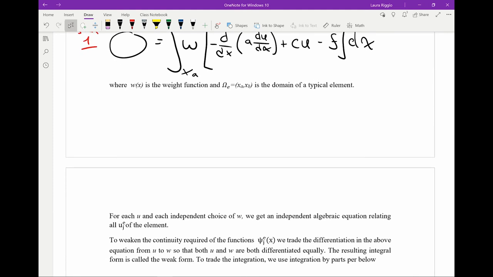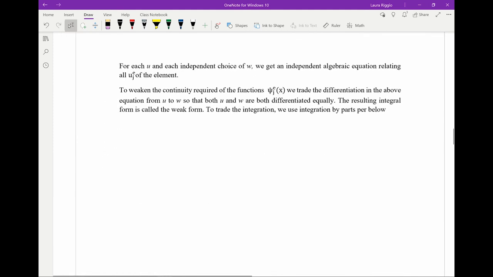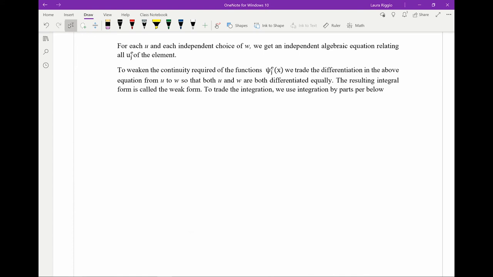So what we want to do is weaken the continuity required by the function psi j and trade differentiation in our above equation from u to w, so both u and w are differentiated equally. The resulting integral is called the weak form. To trade differentiation between those, we're going to do integration by parts, and that's step two.